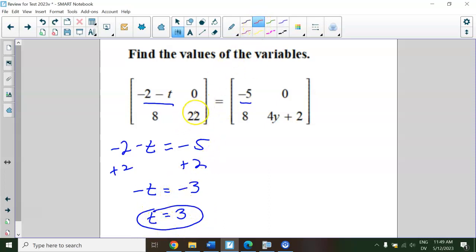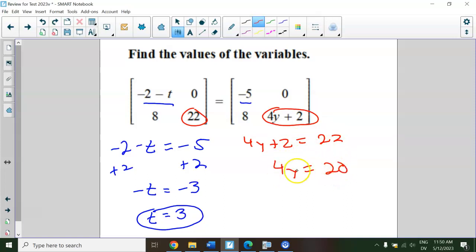Similarly, this would need to equal this if the two matrices are equal. So you have 4y plus 2 equals 22, minus 2 from both sides, divide by 4. There's some matrix review on this test, so that's why I threw this question in here.